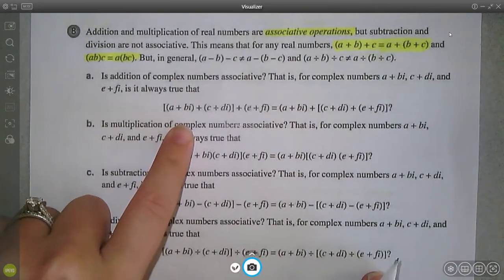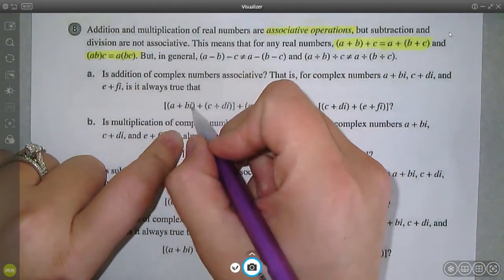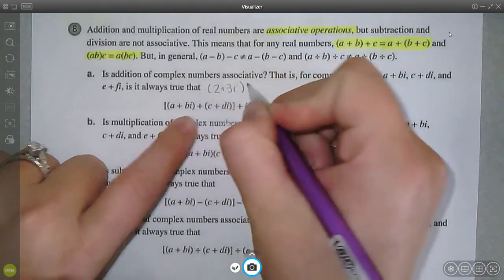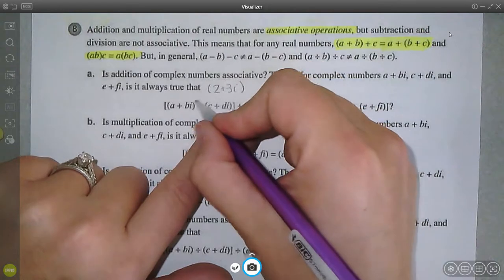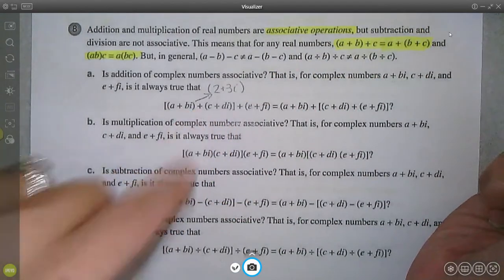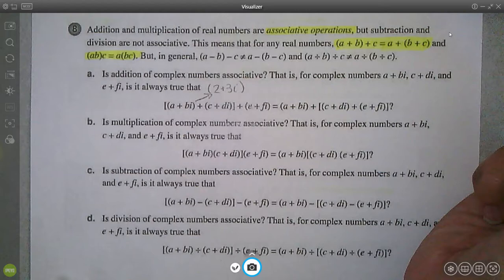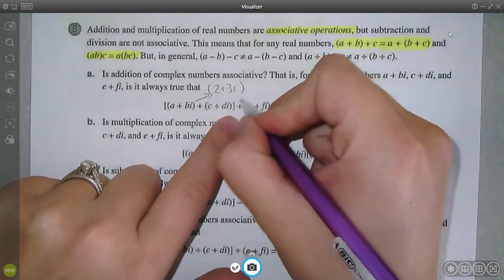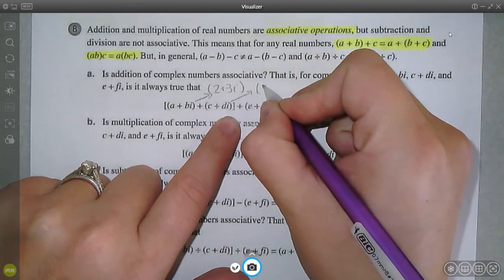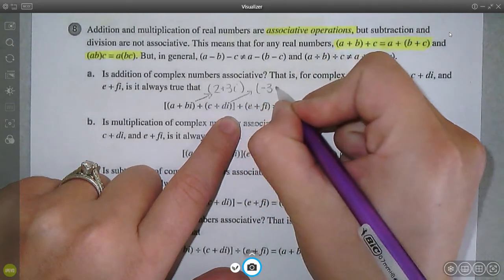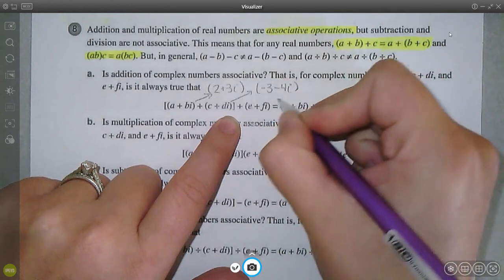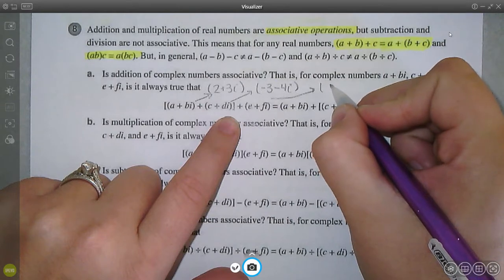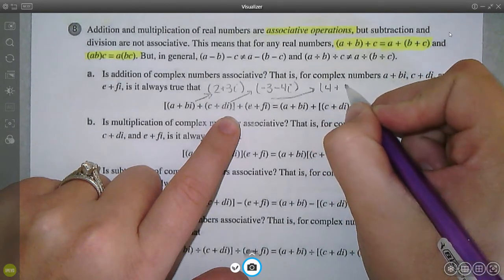So I will come up with just some things you can try it with. For this first one, let's just do 2 plus 3i. For the second one, we can do, and again, you don't have to do these. You can just do it with the variables if you would like. I just think it's easier to look at if you are using actual examples. For this one, let's do -3 minus 4i. And then the last one, let's do, I don't care, 4 plus 2i.